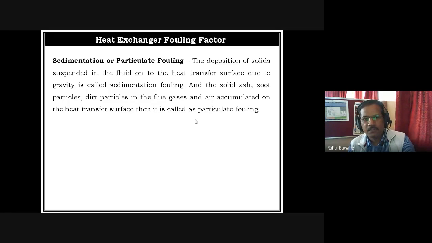Many times you observe that your silencer, after some particular time, you have to regenerate it. That means we have to remove the carbon particles. Why do we require removal of that carbon particle? Otherwise your silencer does not work properly.